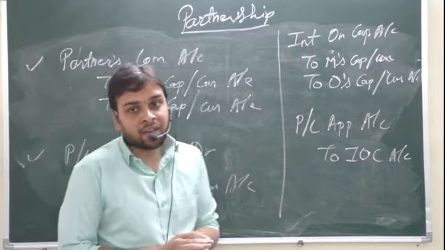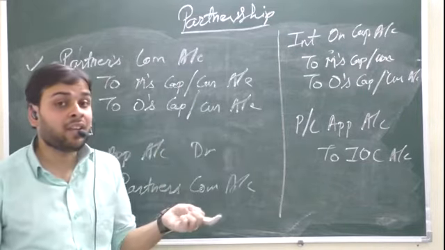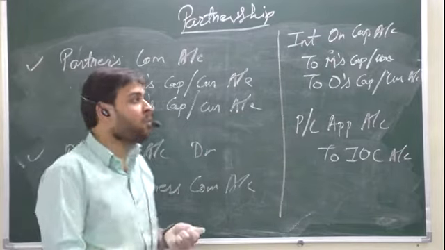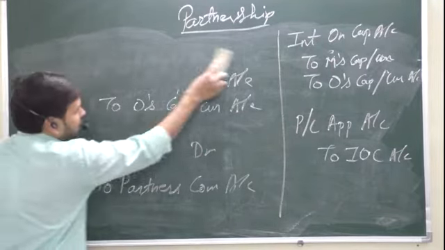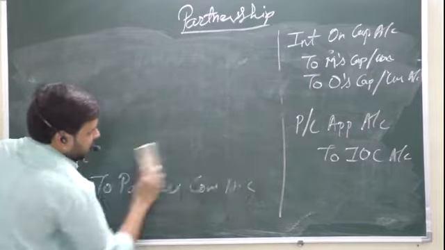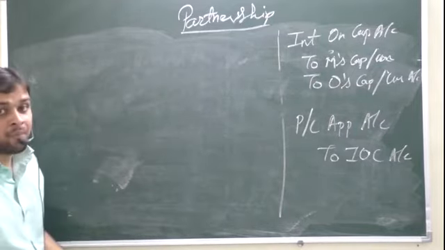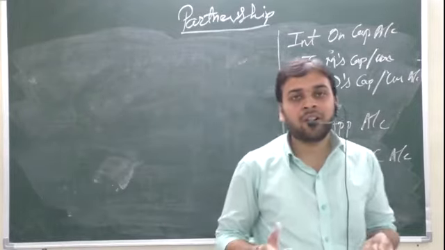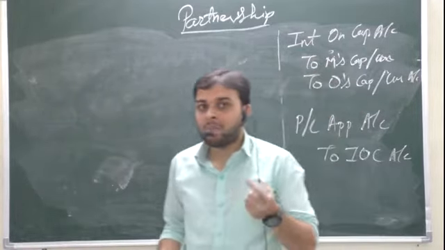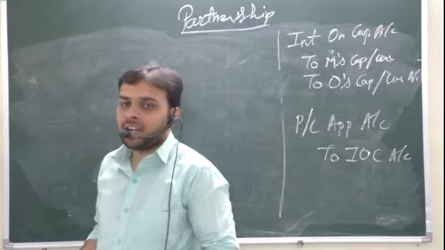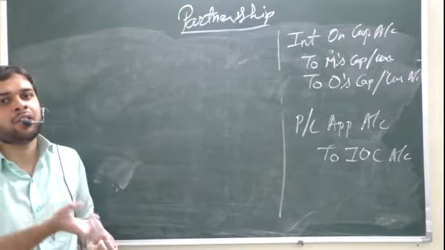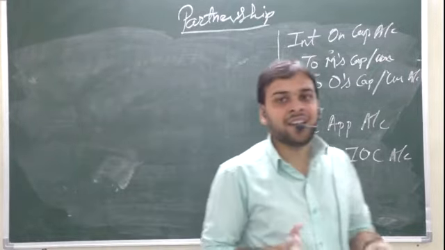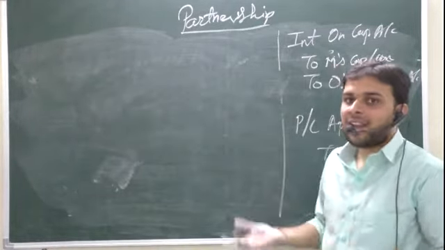Now the next thing is what the firm charges to the partner, which is the income of the firm. Do you remember what it is? Yes, it is interest on drawing. Interest on drawing is the amount that the firm charges to the partners, because the firm is giving a facility to the partner to withdraw some amount from the firm for their basic needs, for their daily livelihood.